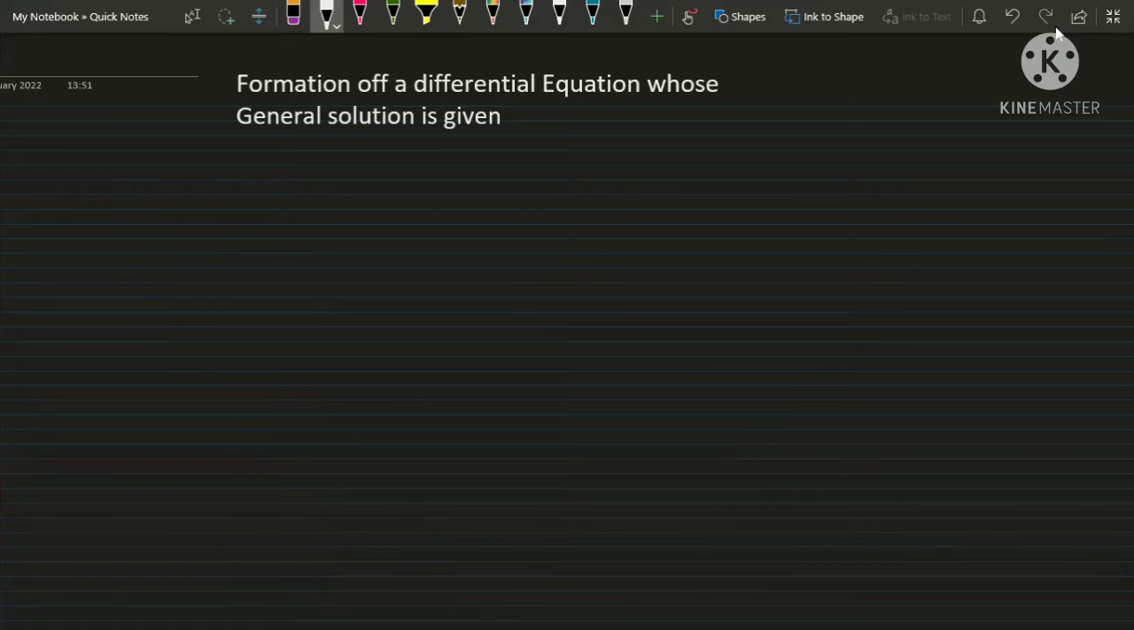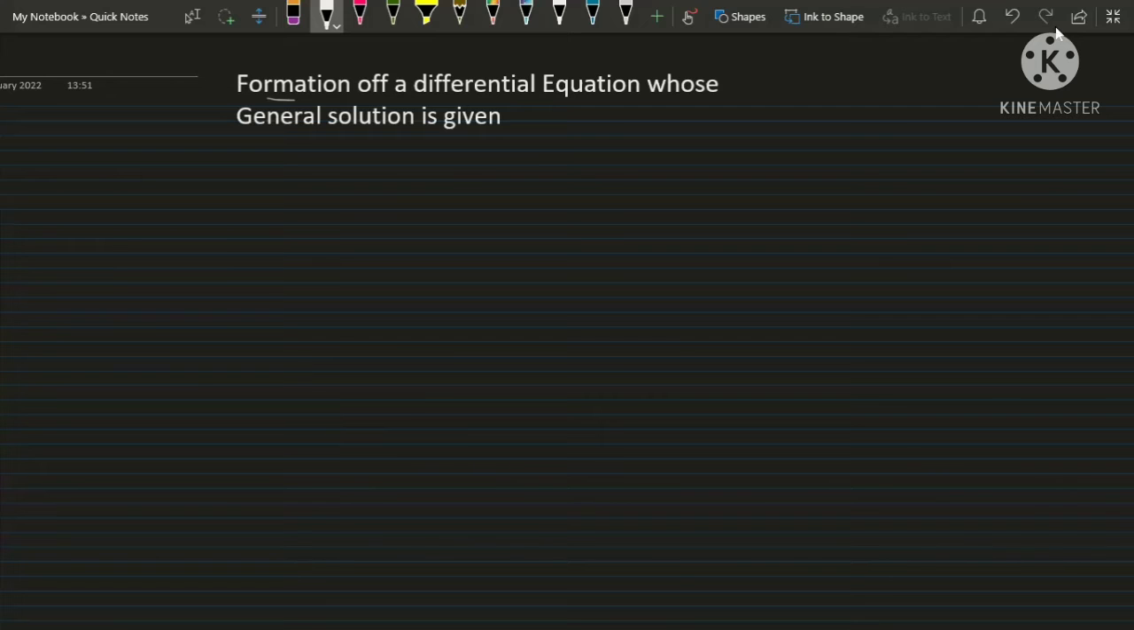In the last video, what we are discussing? We are discussing definition of the differential equation, types of the differential equation, and order and degree of the differential equation. Last one is the general and particular solution of the differential equation. These are the 5 parts we discussed in the last class. Today we are going to discuss formation of a differential equation whose general solution is given.